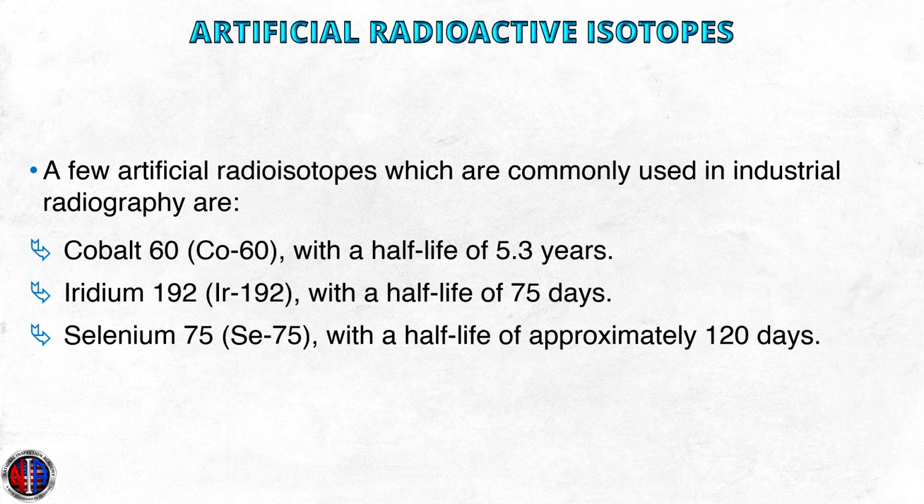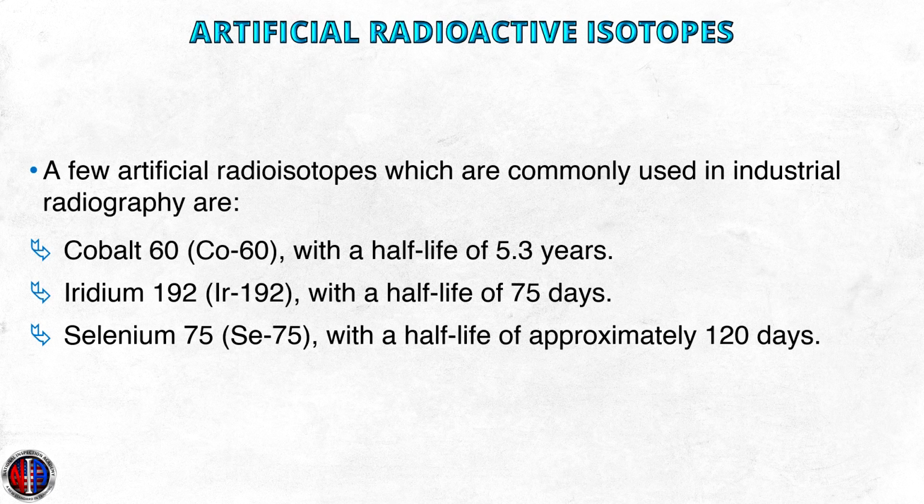Of the several hundred known radioactive isotopes, only a handful of artificial radioisotopes have become widely useful for radiography. The remainder are unsuitable for a variety of reasons, including a very short half-life, unacceptable radiation or energy, low available intensity, and high cost. A few artificial radioactive isotopes that are commonly used in industrial radiography are cobalt-60, abbreviated Co-60, which has a half-life of 5.3 years, iridium-192, or Ir-192, with a half-life of 75 days, and selenium-75, abbreviated Se-75, with a half-life of approximately 120 days.